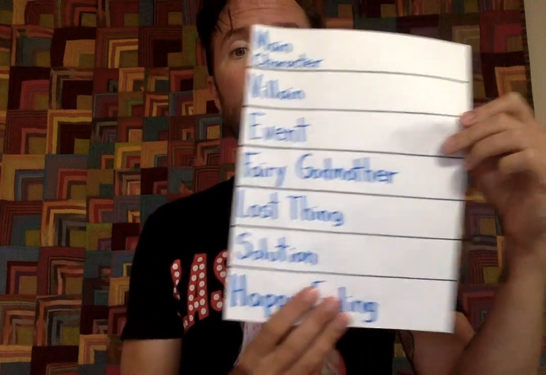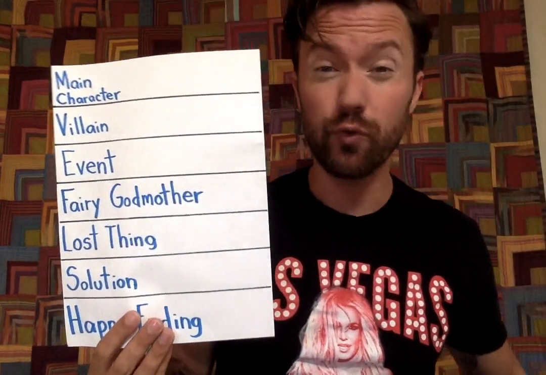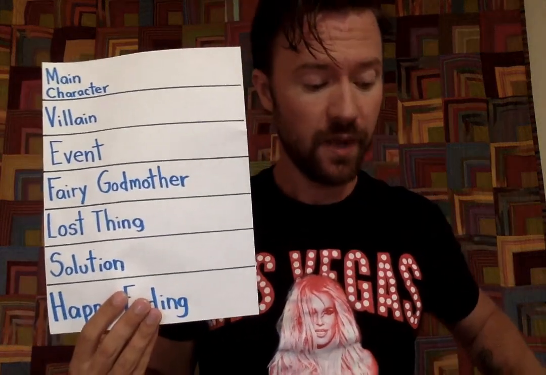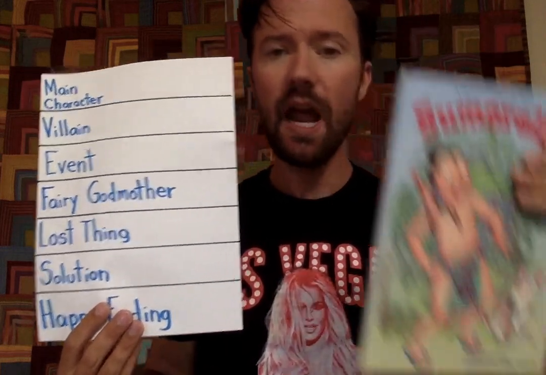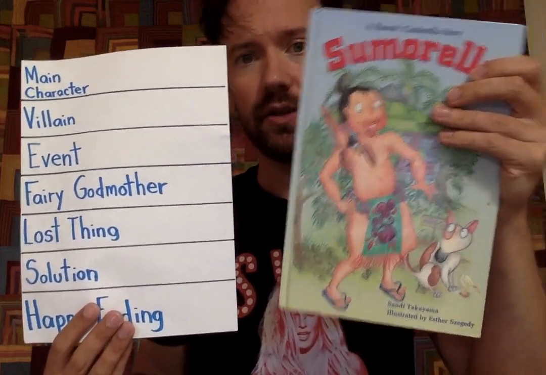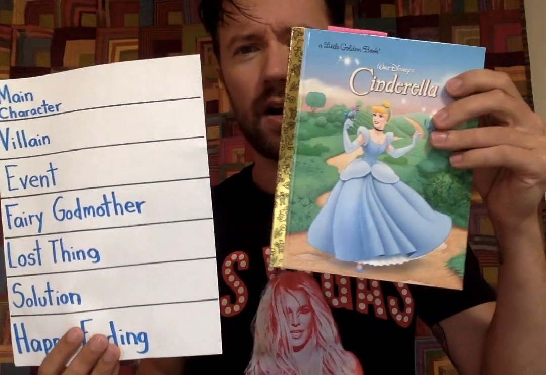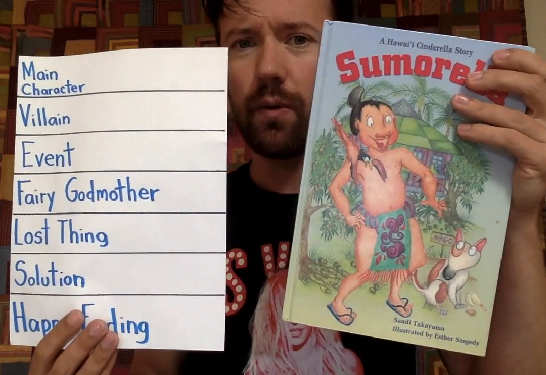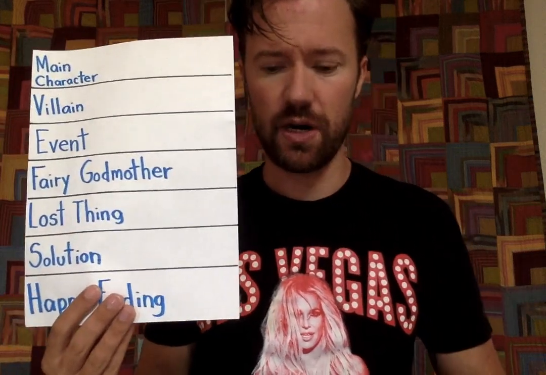Now, thinking about the ones that we've read so far, let's go through a couple of those as examples and use our reading brains to help us make sure we understand and can prepare to do this writing. So we know that in Cinderella, the main character is Cinderella. And that in Sumorella, the main character is Sumorella. We also know that in Cinderella, the villains are her stepsisters and stepmother. Whereas in Sumorella, we know the villains are his brothers. So things change, but are pretty connected or related to one another.